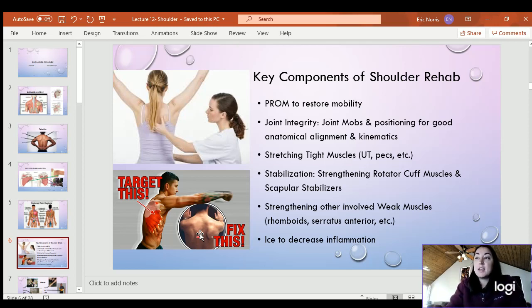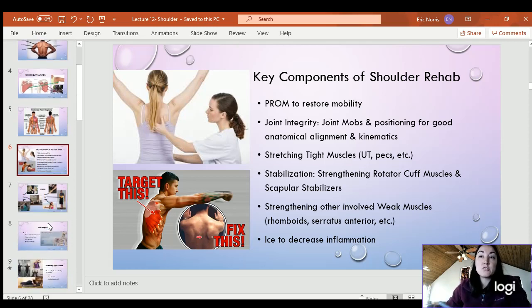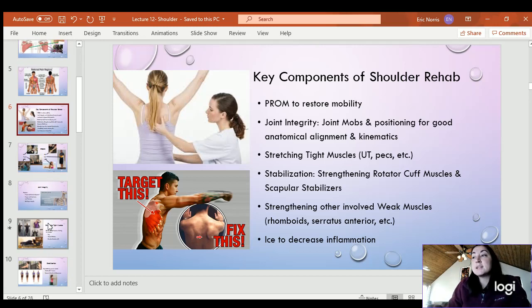And then we always want to target inflammation, because in any joint, inflammation causes pain, restricts your motion, and can just limit your progress. So we also want to do whatever modalities or exercises we need to target the inflammation.